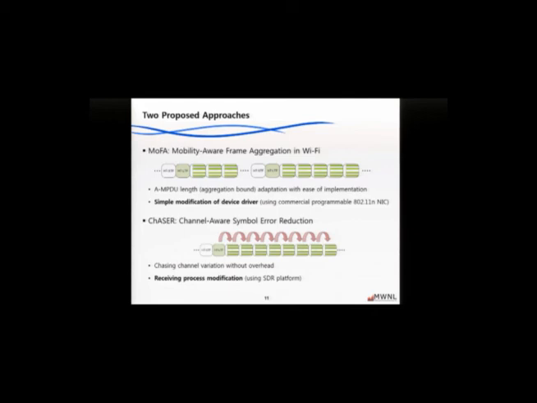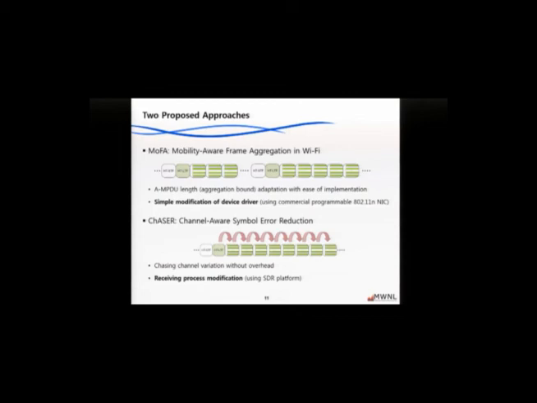So at the beginning or the front part of the frame, we have fairly low BER, but BER increases as the subframe location increases. Okay, so I think the message is really clear.